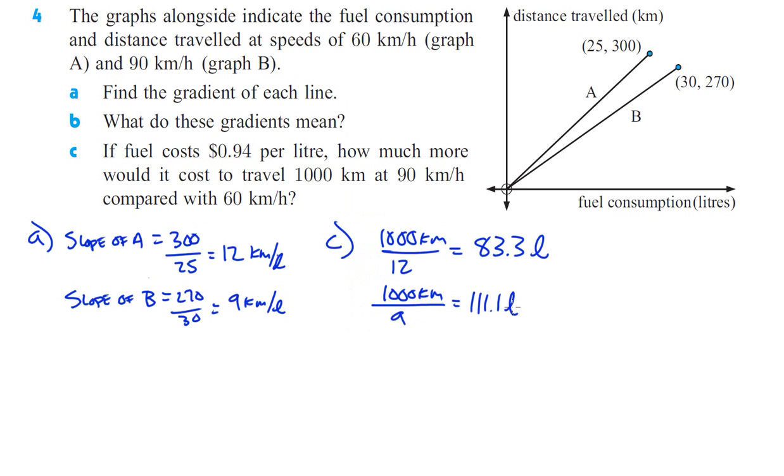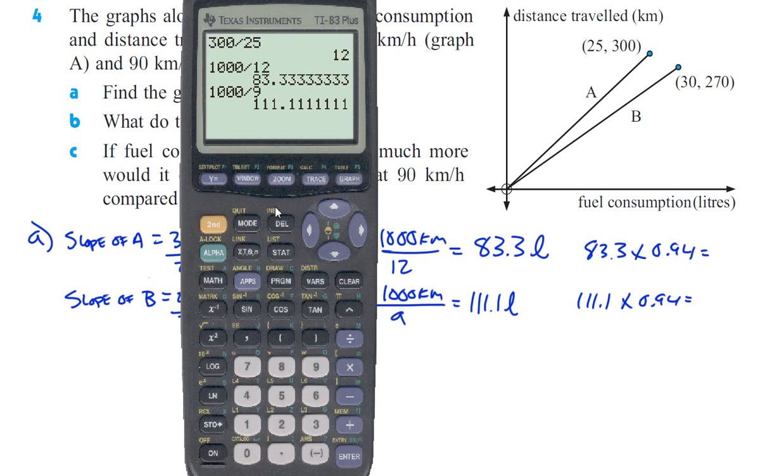Okay? So they're asking, it says it costs 94 cents per liter. How much more would it cost to travel at 90 kilometers per hour than it would at 60 kilometers per hour? So we just got to figure out how much this is going to cost. So we're going to take our 83.3 and multiply that by 94, and we're also going to take our 111.1 and multiply that by 94, and we'll see what we get for each of those.